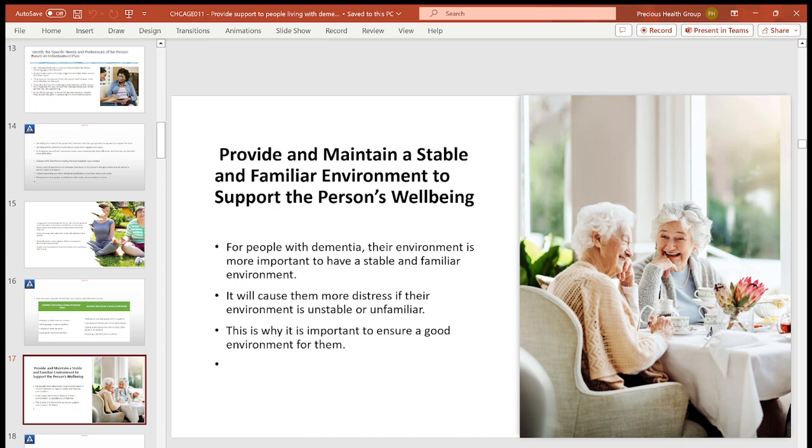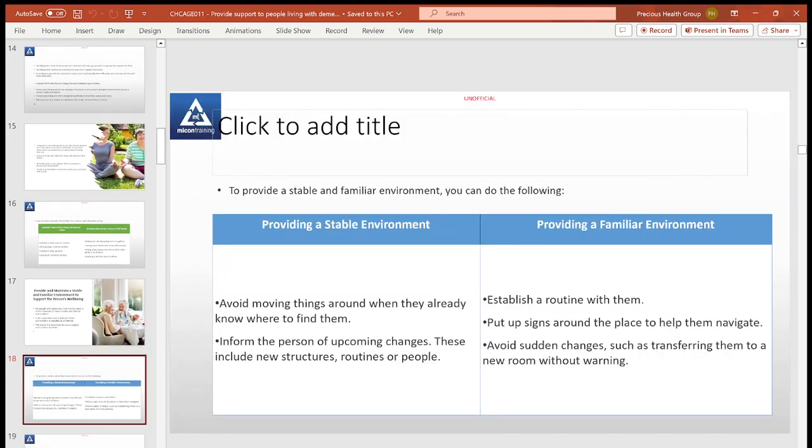So as a staff or as a care worker, we should try as much as possible to manage this ahead of time. If you know your client wants to sit in other people's place, try to engage them, try to redirect them and get them to sit at their right spot, so that they don't invade other people's privacy. So to provide a stable and familiar environment, we can do the following.